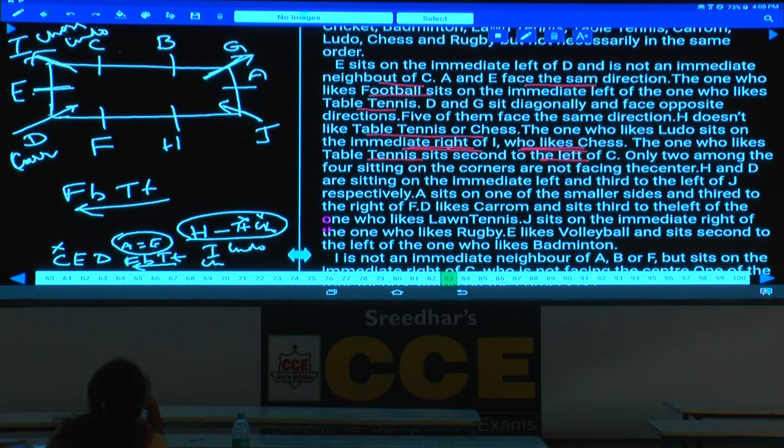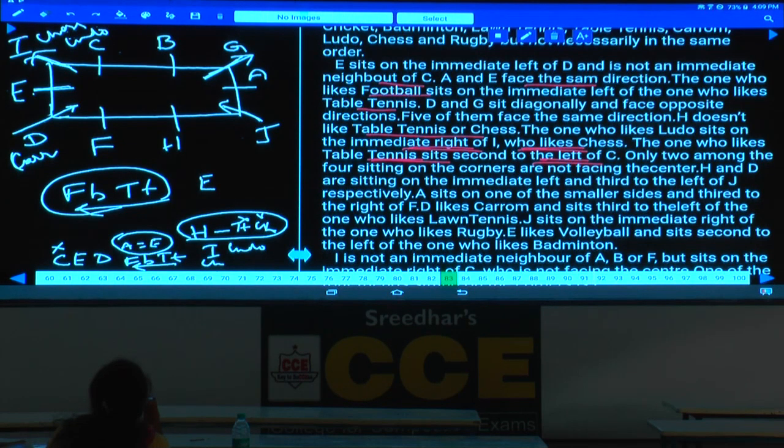I likes chess, and the one who likes table tennis sits second to the left of C. Either E can be table tennis, isn't it? Now tell me whether E can be table tennis or not. If you take E as table tennis, football and table tennis are adjacent to each other. As football and table tennis are adjacent to each other, this E cannot be table tennis.